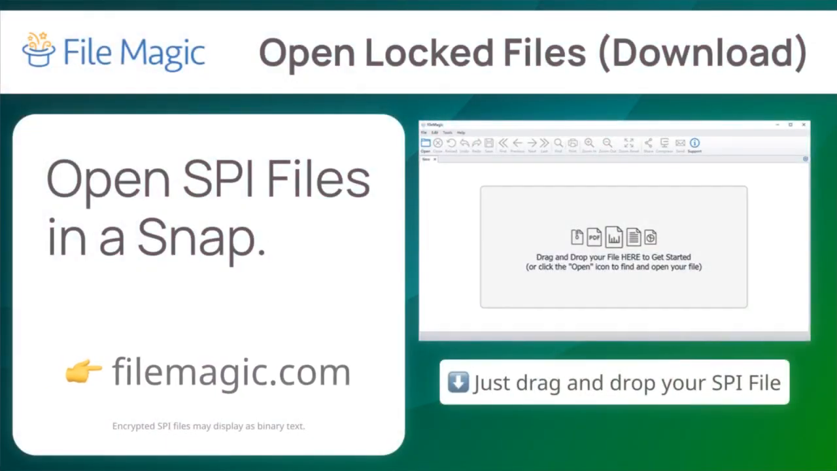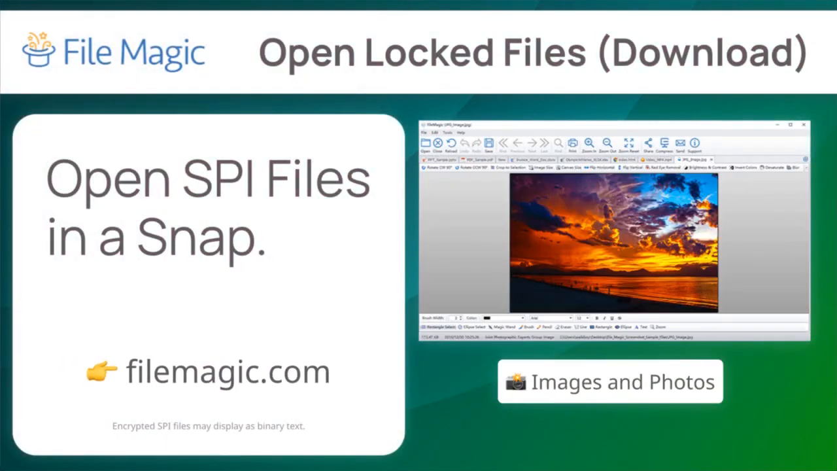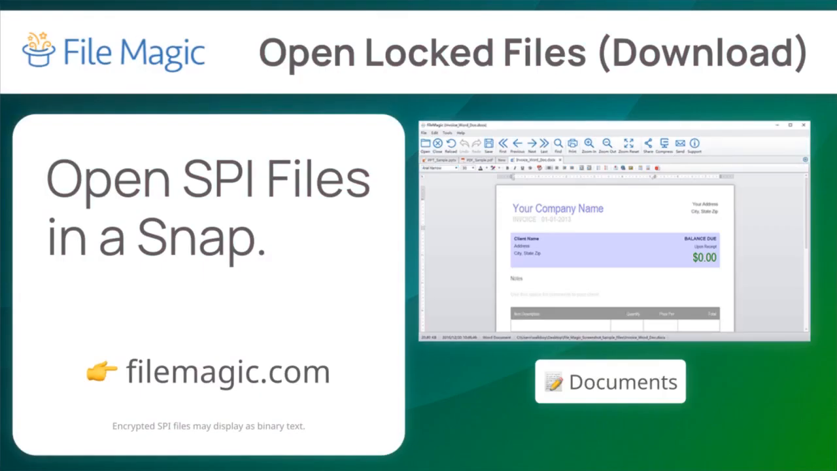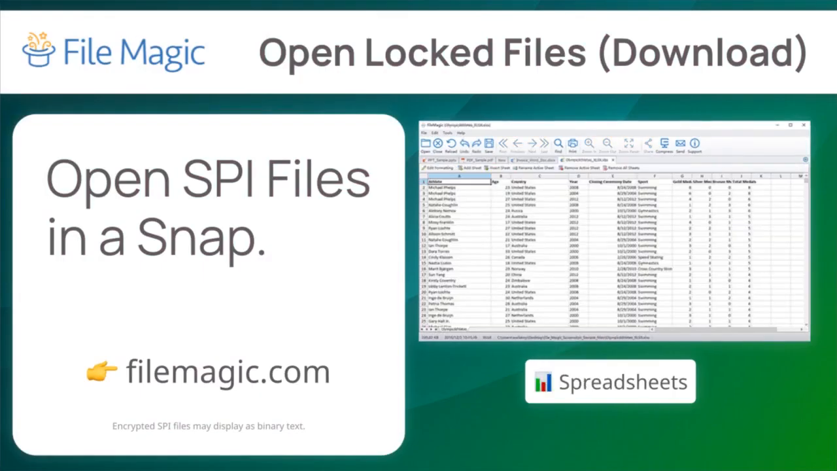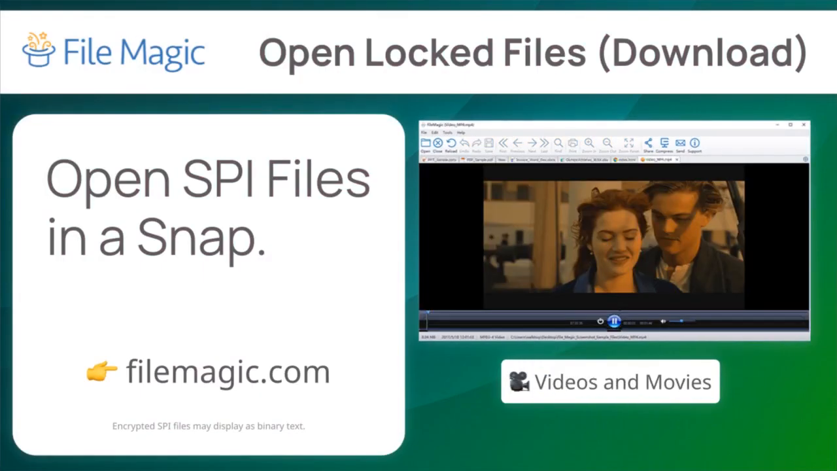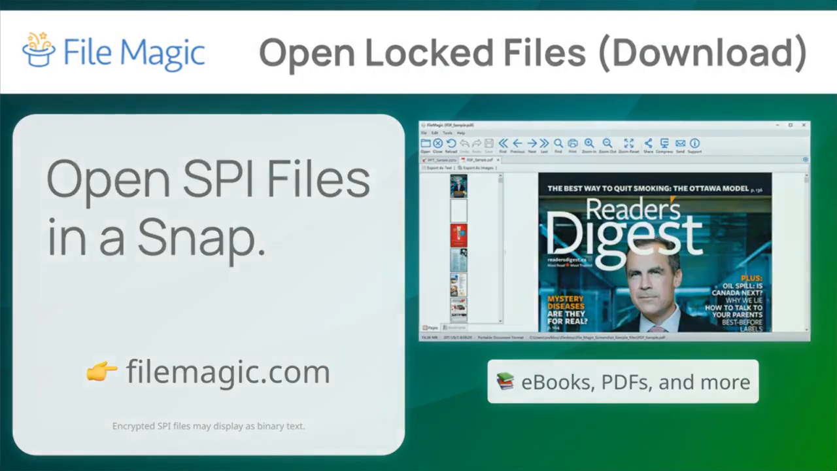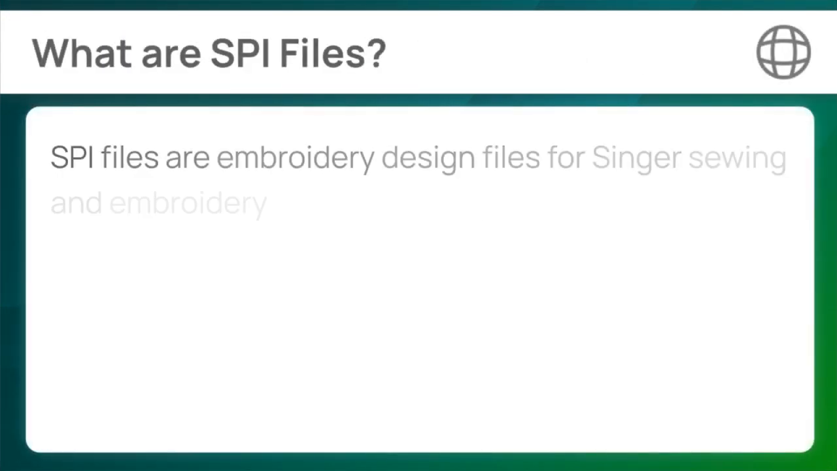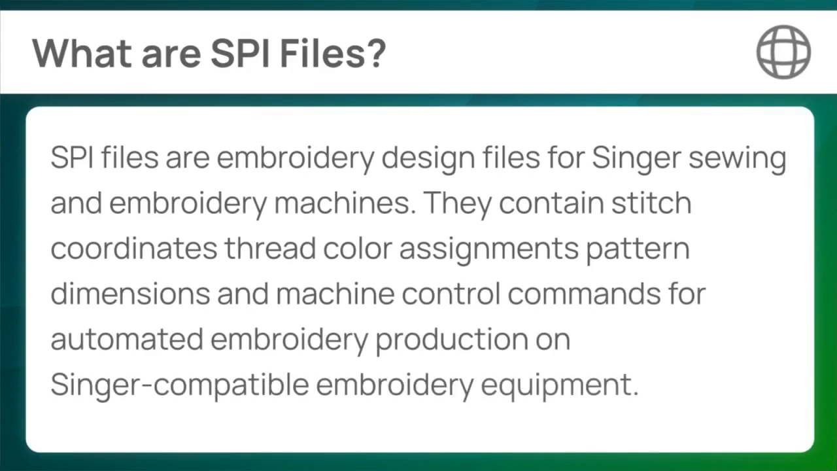Before we wrap up, I want to emphasize our final step. We will showcase how a single robust SPI file inspection utility offers maximum efficiency by solving hundreds of file type issues. SPI files are embroidery design files for Singer sewing and embroidery machines.